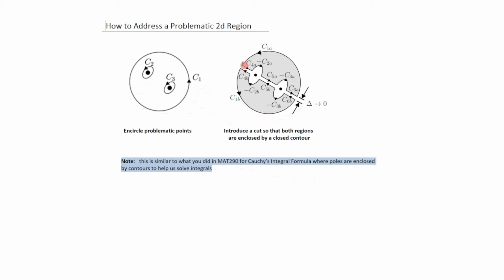If we're interested in the problem as a whole, we could apply either the Green's circulation theorem or Green's flux theorem for this one and this one, add the results together, and we would end up with a formulation of either of the Green's theorems which is now valid because we have avoided the problematic points in the region. Note, this is similar to what you would have done in MAT290 for Cauchy's integral formula, where the poles are enclosed by contours to help you solve the integrals. So just make reference to this figure in the next couple of slides. You can flip back and forth if you want. There's not enough space, so I just didn't repeat the figures.